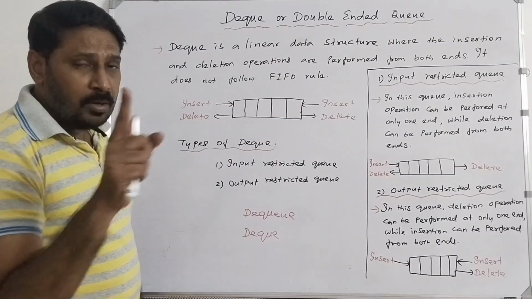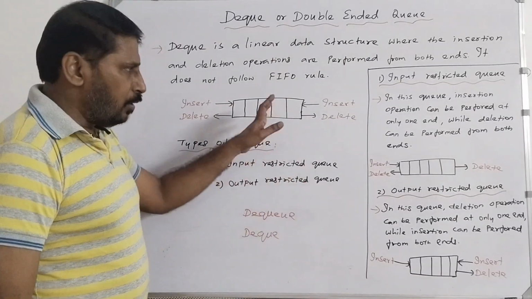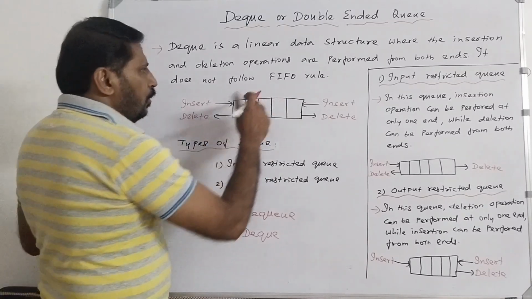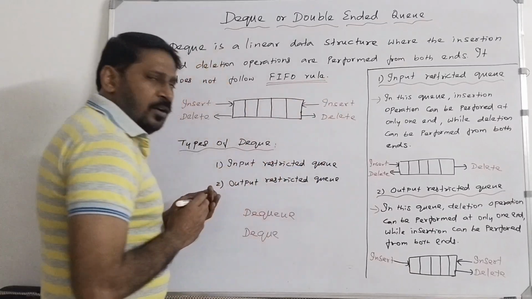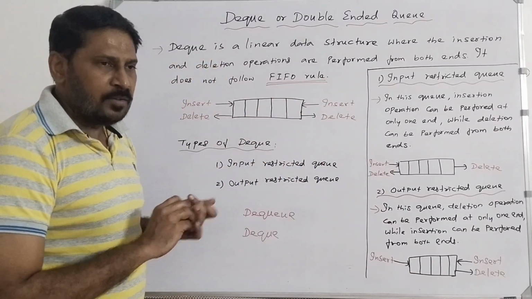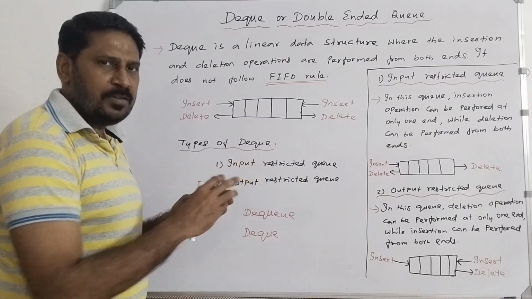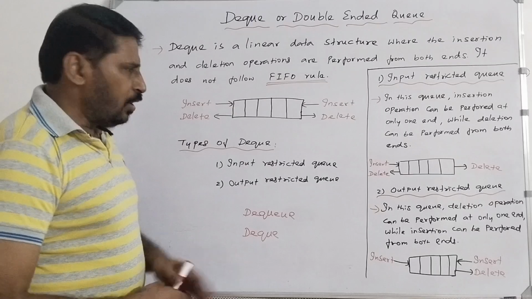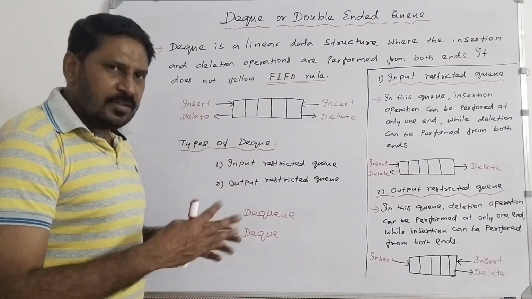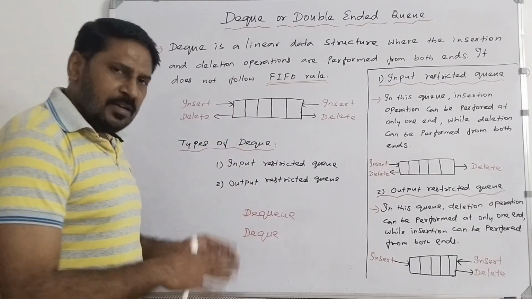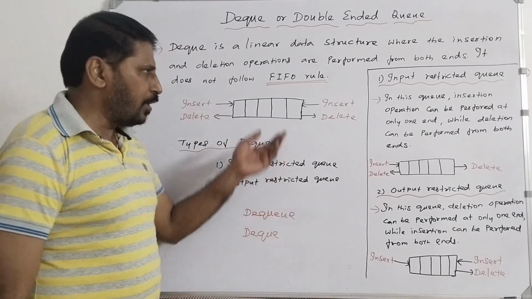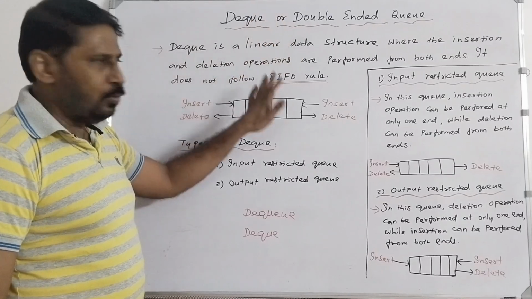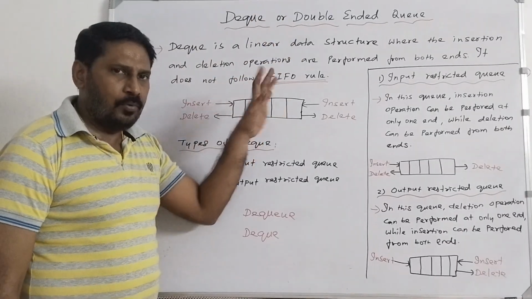One important piece of information I want to tell you: a double-ended queue won't follow the FIFO rule. FIFO is nothing but the first in, first out rule. Suppose we are following one-end insertion and another-end deletion, then we are following first in, first out. Here in the double-ended queue, insertion takes place at both ends, and deletion also takes place at both ends. That's why it violates the first in, first out rule.